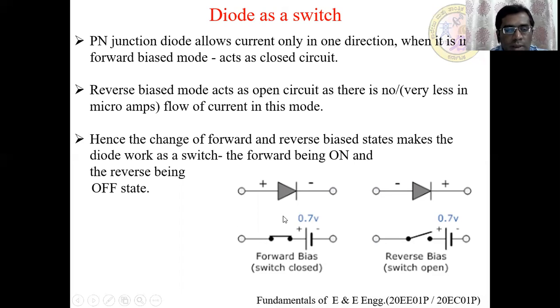So you see this is the diagram which shows how a diode can work as a switch. This is the closed circuit, the closed switch when the diode is in forward bias mode, and this is the reverse bias switch when the diode is in reverse bias mode, that is open circuit, and this is the closed circuit.